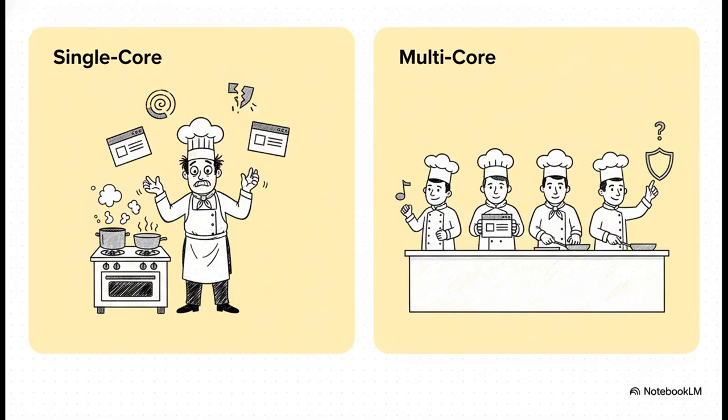So think of a single-core CPU like having just one chef in a giant kitchen. They can only cook one dish at a time, right? But a multi-core CPU? That's like having a whole team of chefs in the kitchen. Each core is basically its own mini CPU, which lets the processor juggle multiple tasks at the same time. That's exactly why you can stream music, have a dozen browser tabs open, and run a virus scan all at once without your computer melting.